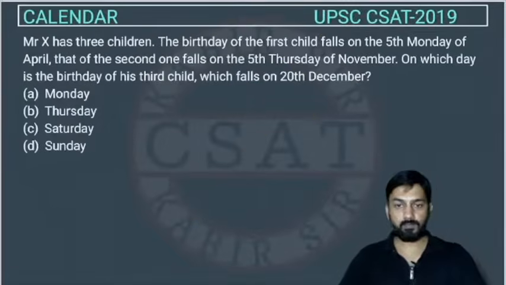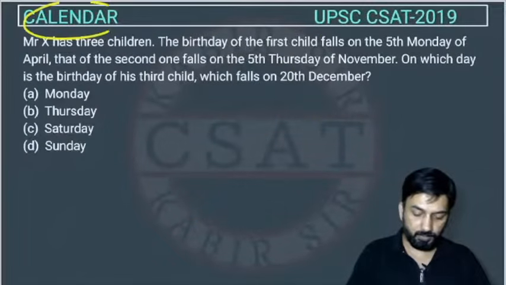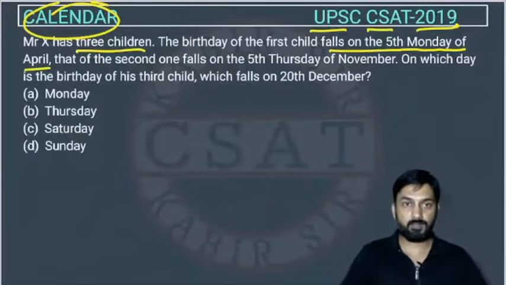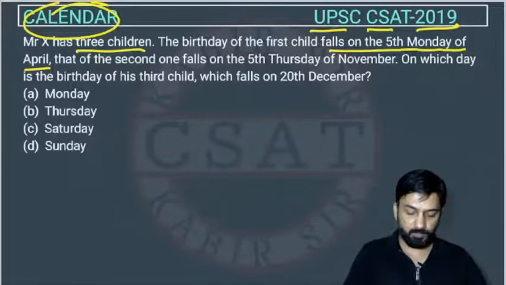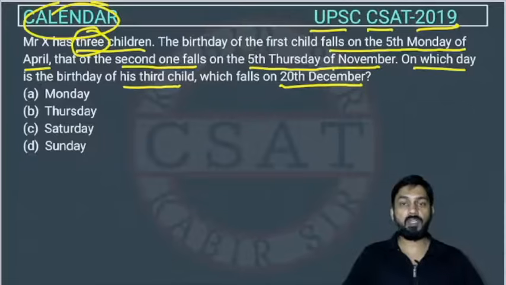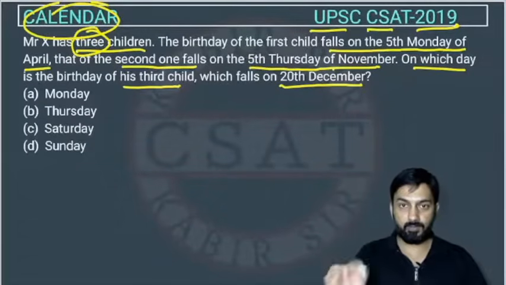Okay, so this is a question from the calendar chapter asked by UPSC in their CSAT paper of 2019. Mr. X has 3 children. The birthday of the first child falls on the 5th Monday of April. This is a very good question, just focus on it, right? That of the second one falls on the 5th Thursday of November. On which day is the birthday of his third child, which falls on 20th December, right? So we have to find which day is there on 20th December.